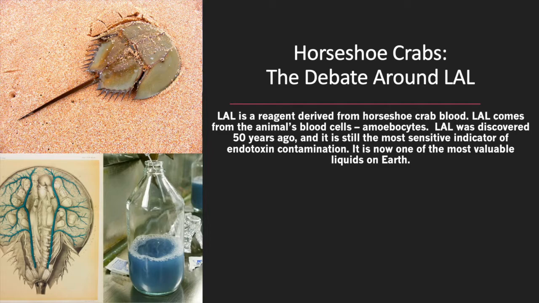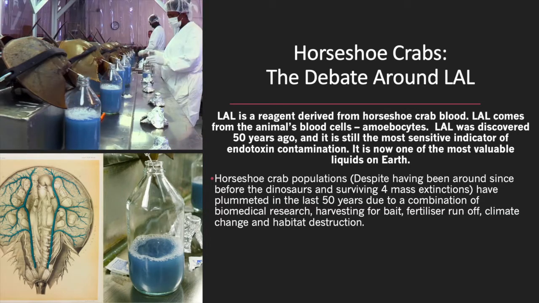LEL comes from the animal's blood cells, the amoebocytes, and it was discovered around 50 years ago, and it is still the most sensitive indicator of endotoxin contamination. It's actually now one of the most valuable liquids on Earth, and if you have a look at this bottle on the bottom right here, a full bottle that size would be worth 10 to 20,000 pounds. And this is becoming very detrimental to horseshoe crab populations.